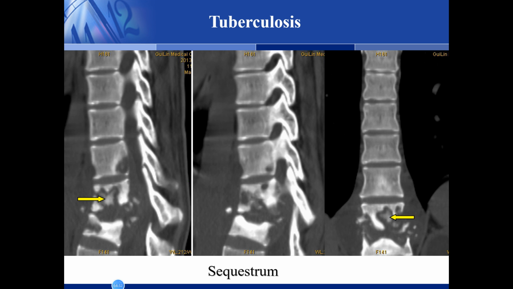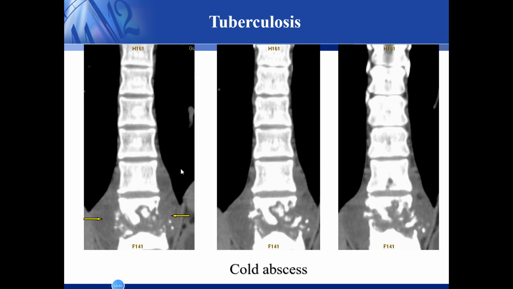So this is different from the fracture of spine and the metastatic tumor of spine. The surrounding soft tissue here is swelling, and we could see the abscess in it. So this is the cold abscess.